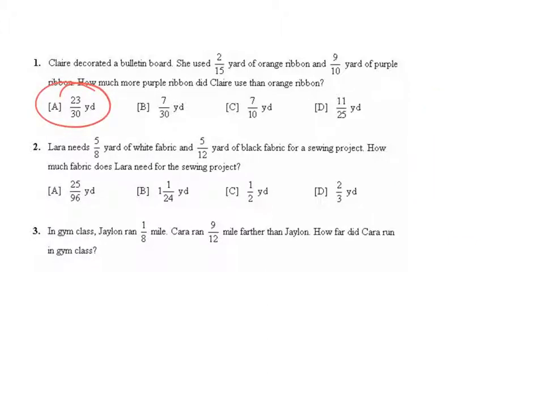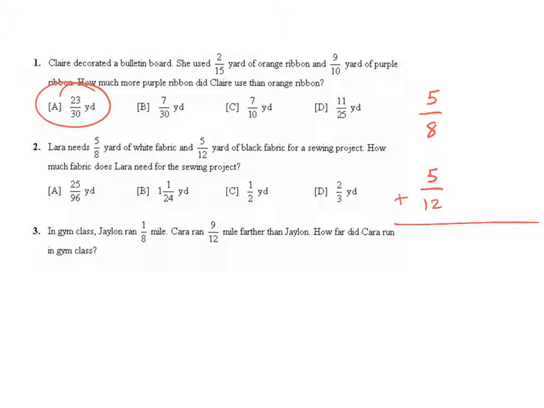Number 2, Laura needs 5/8 yard of white fabric and 5/12 yard of black fabric for a sewing project. How much fabric does she need for the sewing project? So in this problem, it looks like we're just trying to find out a total amount of fabric that is needed. So we're going to combine 5/8 and 5/12, which is an addition problem.